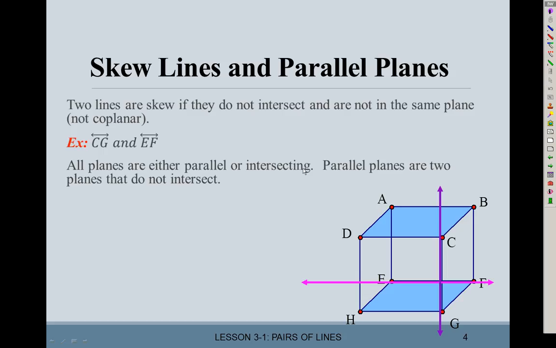Now all planes are either parallel or intersecting, and parallel planes are 2 planes that don't intersect. Plane ABC, which is the top of this, and plane EFG, which is the bottom of this, those are parallel planes.